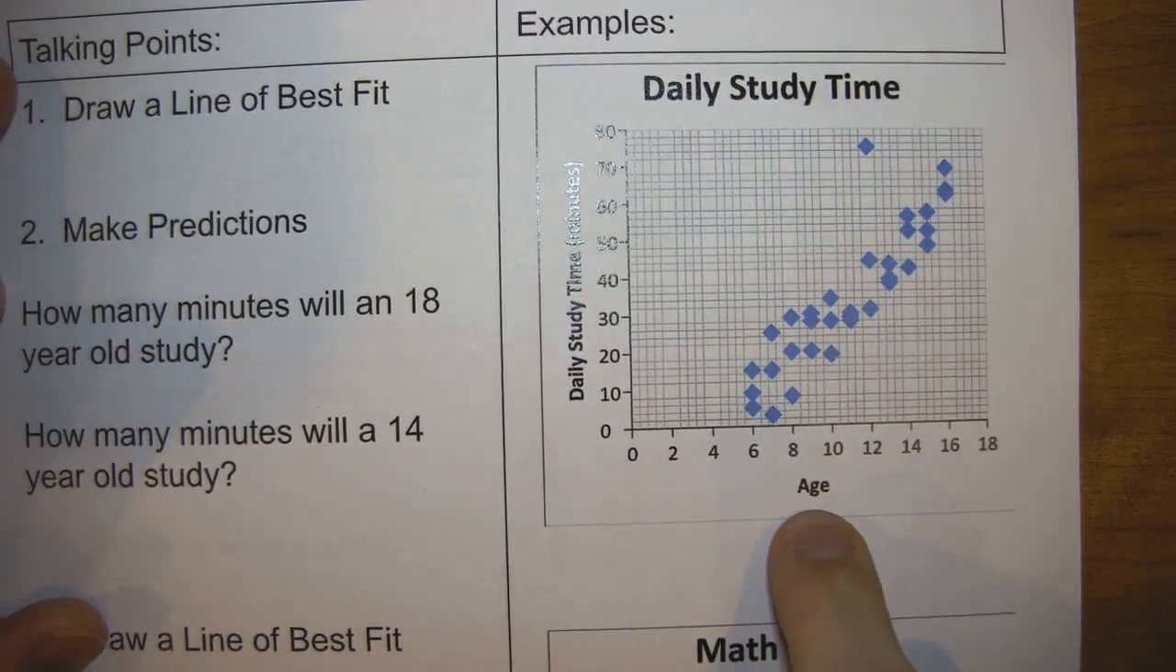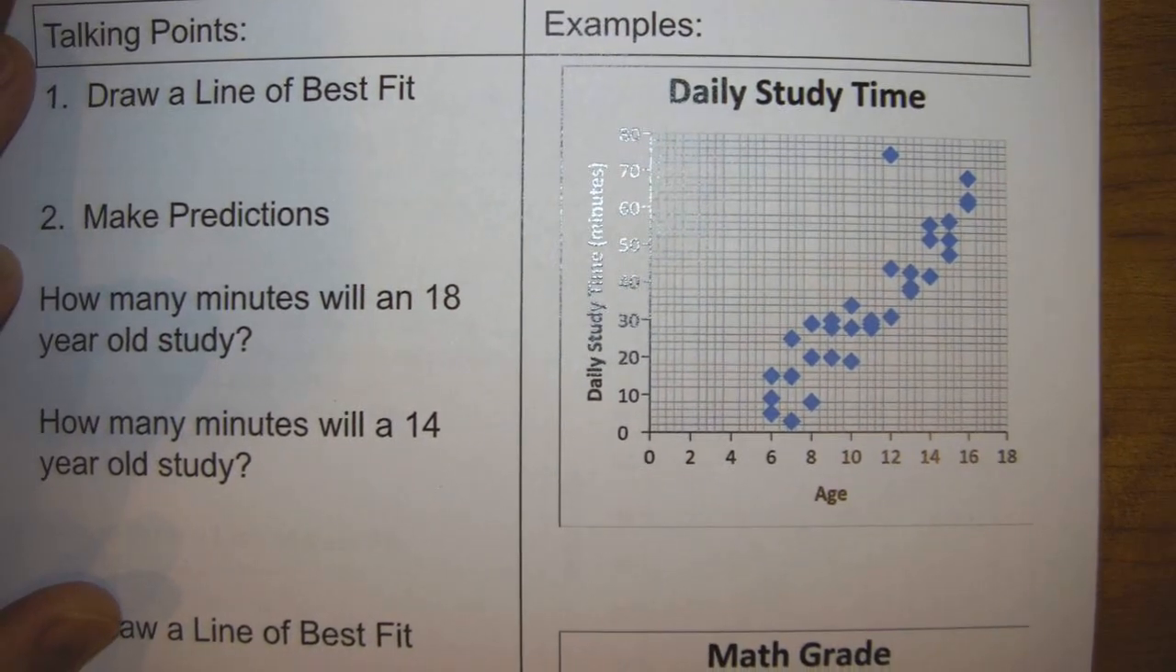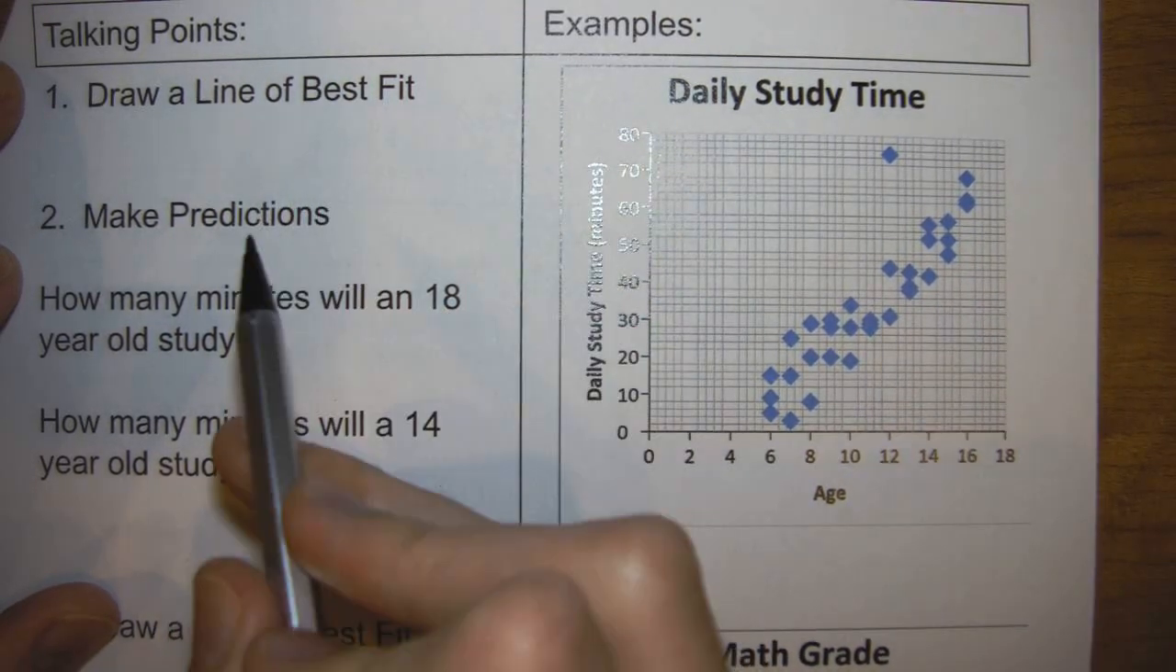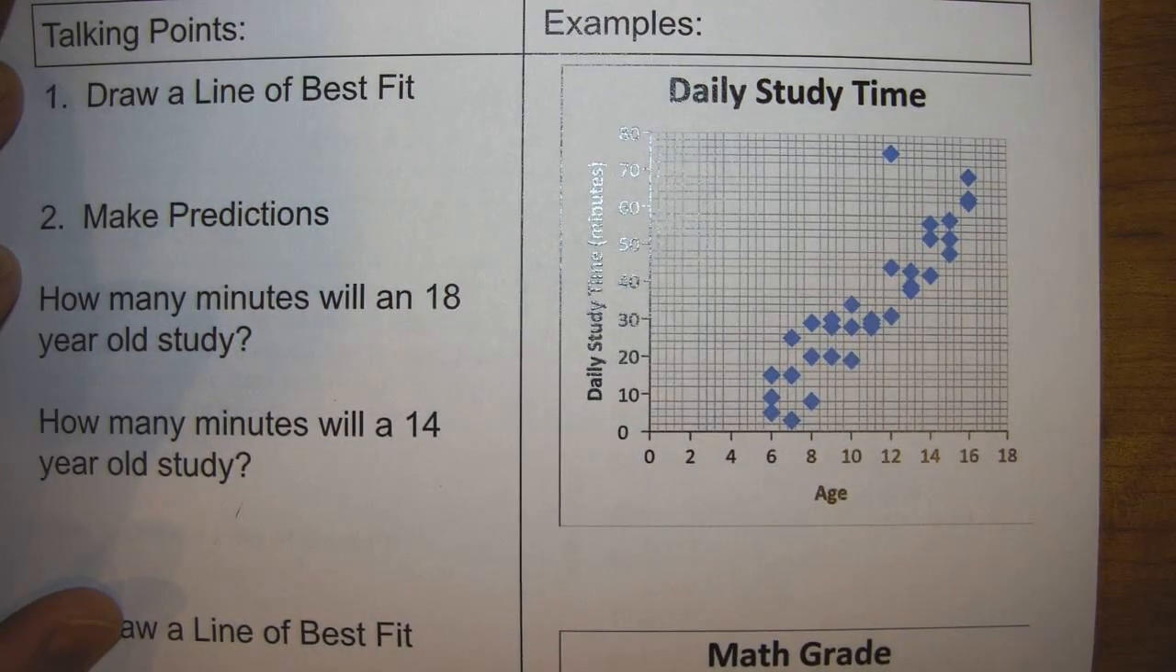In this case, I looked at the age of individual students and the daily study time that they spent in minutes. So I just asked kids of different ages, how long do you spend studying each night, and wrote that down in minutes. All right, so again, draw your line, make predictions. Here are the two questions I have for you. Again, pause the video, see what you can do.